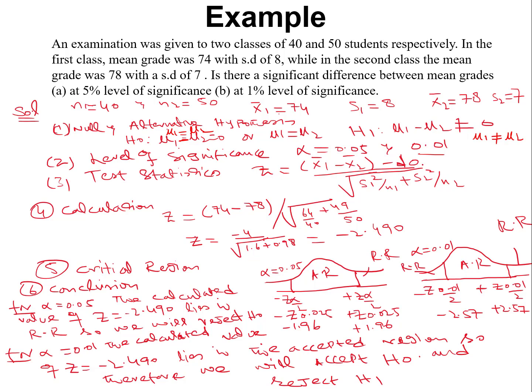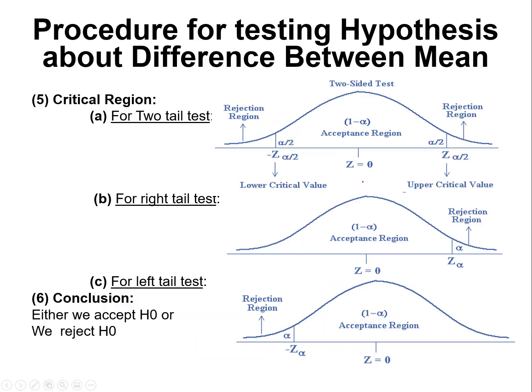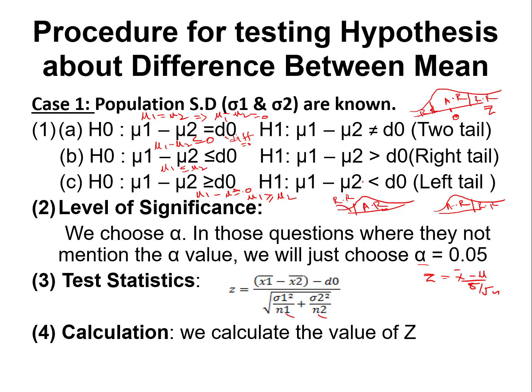Minus the hypothesized difference d naught, divided by the formulation. Because in the first case, as I already mentioned to you, the population standard deviations are known. So if they are known, the formula will be the same. In this case, you will put the population standard deviation.